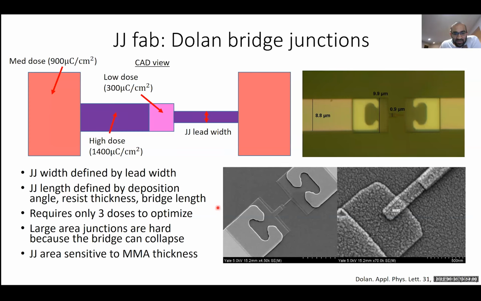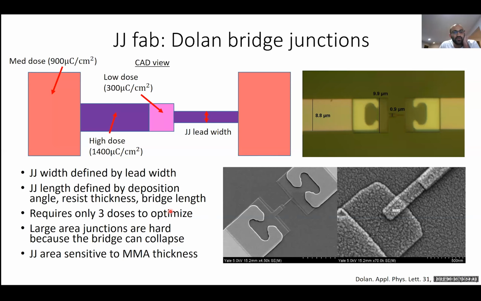One disadvantage to this approach is that larger area junctions are very hard to make, because if you want to make a large area junction, you have to make this bridge longer. If you make the bridge too long, it can collapse under its own weight. The other issue is that the total Josephson junction area, or the overlap here, is going to be sensitive to the thickness of your MMA layer. So if there are any variations in the thickness of your MMA from run to run, then your Josephson junction area is going to change as a result.